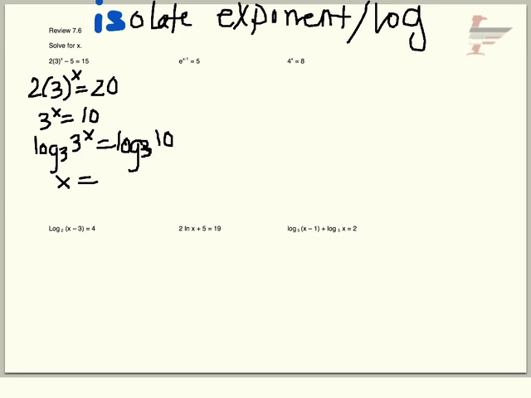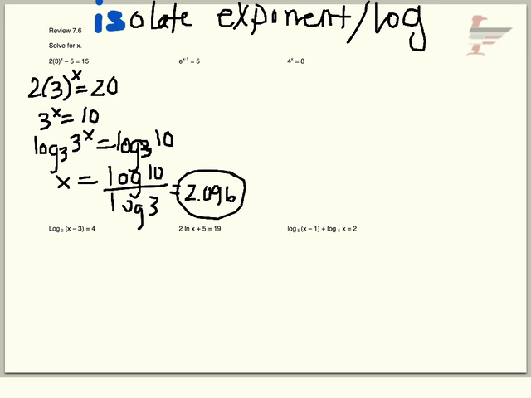You have a function where you can type this into your calculator, and please ask your teacher to show you because it's very simple. Or you can do the change of base, which is log of 10 divided by log of 3. And if you type that in your calculator, you get 2.096. And then make sure that you check that in your original equation, not anything that you've altered, and it does work out.